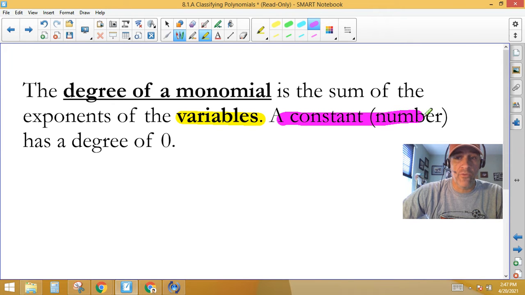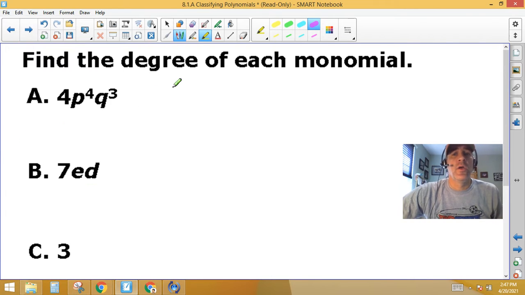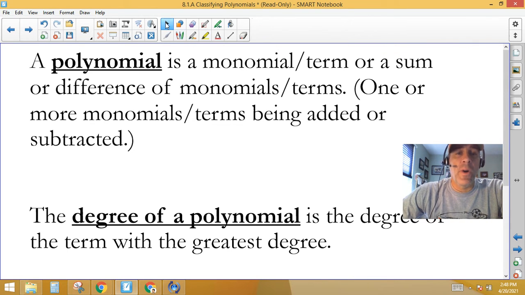This is something else that often gets overlooked. Be sure you write that down. Take a second to pause and write that down. I want you to pause here. Find the degree of each monomial. Hopefully you got them. Now on to polynomials.